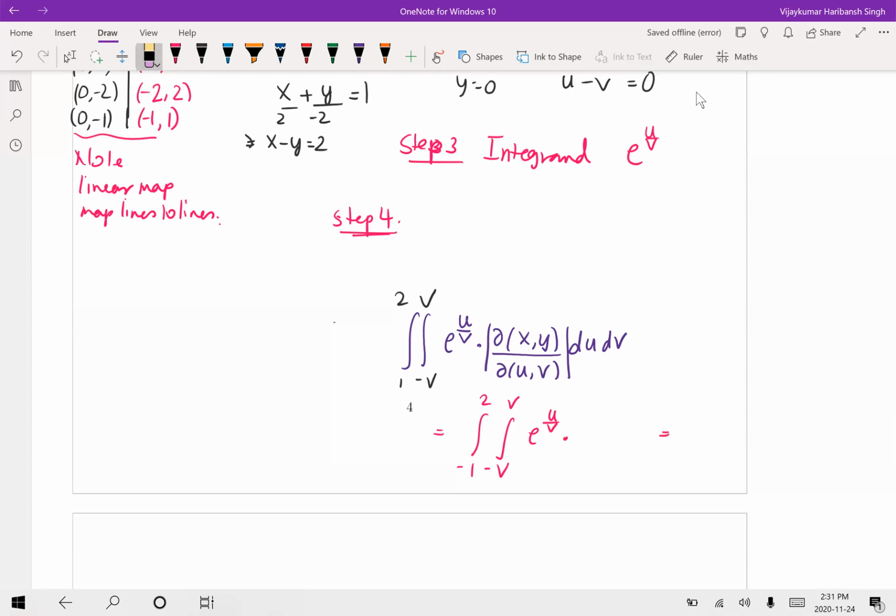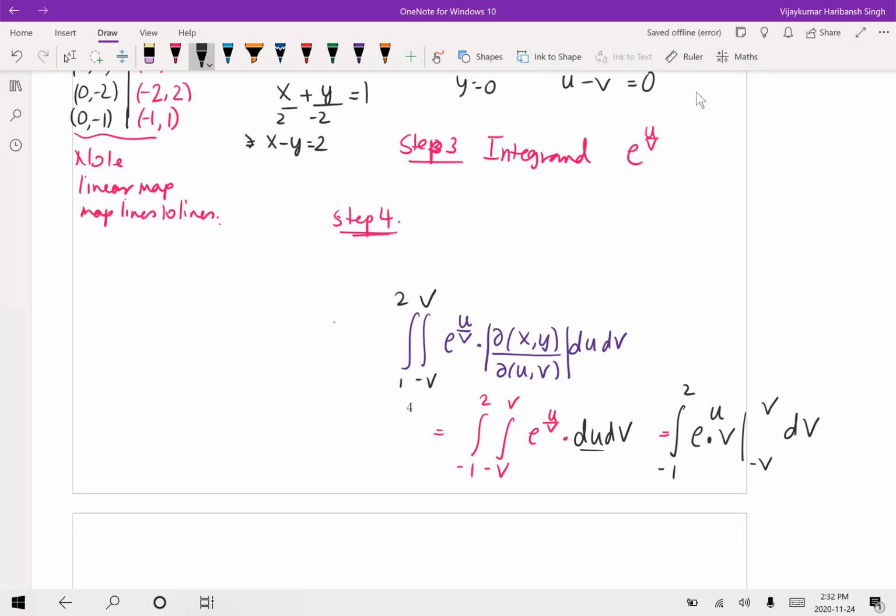So we have du dv, right? Then integration with respect to u of e to the power u is e to the power u. So this is going to be e to the power u times v divided by 1 by v, which is multiplying by v. So minus v, v from minus 1 to 2, dv.